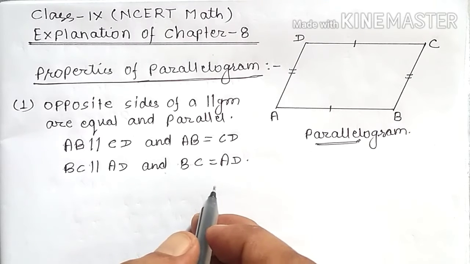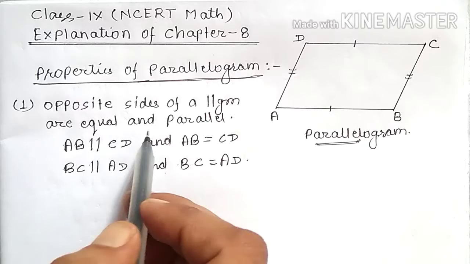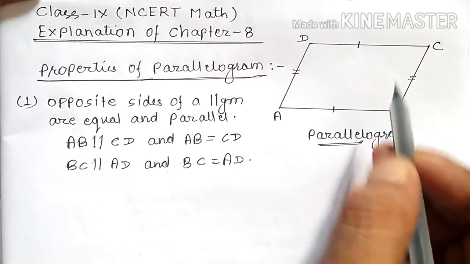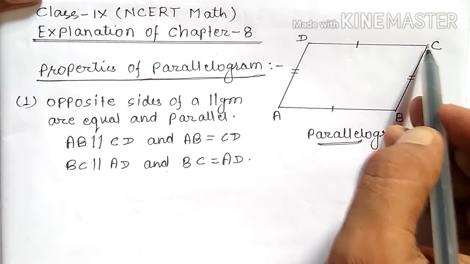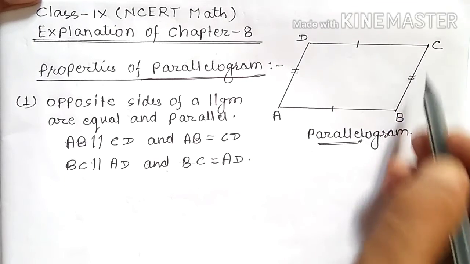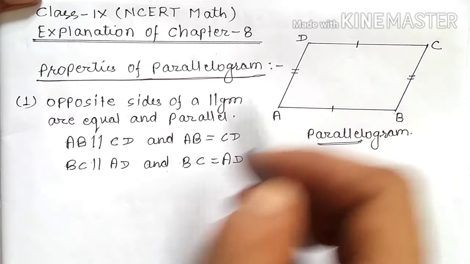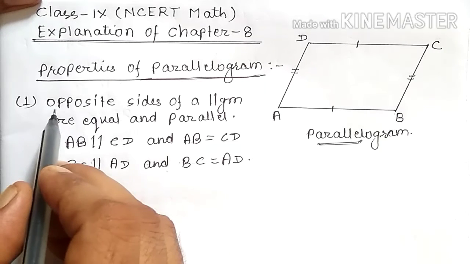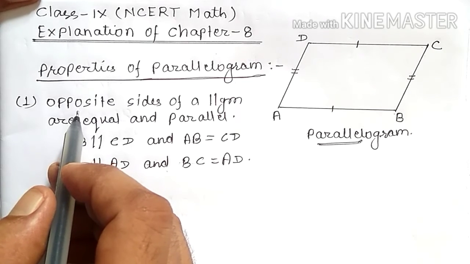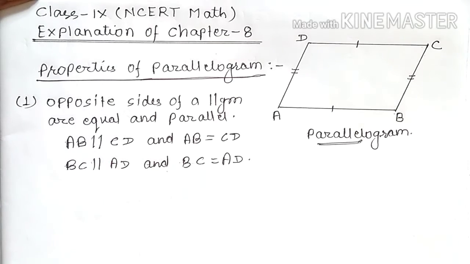This is the most important and common property for the parallelogram. Opposite sides of a parallelogram are equal and parallel. This side is parallel to this side and AB is equal to CD. Similarly, the other opposite pair, BC is parallel to AD and BC is equal to AD. The reverse of this property is: if in a quadrilateral opposite sides are parallel and equal, then we can say that the quadrilateral is a parallelogram.